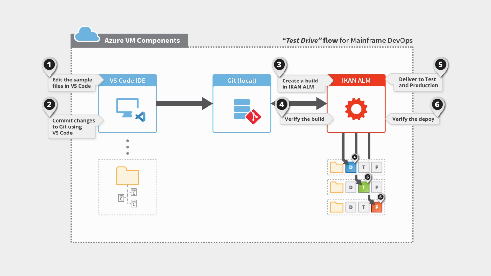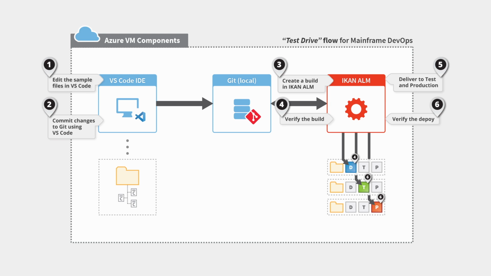So here's the scenario. 1. We edit the sample files in VS Code. 2. We commit the changes to Git using VS Code. 3. Create a build in IKAN ALM. 4. Verify this build. 5. Deliver to test and production. And finally 6. We verify the deploy.